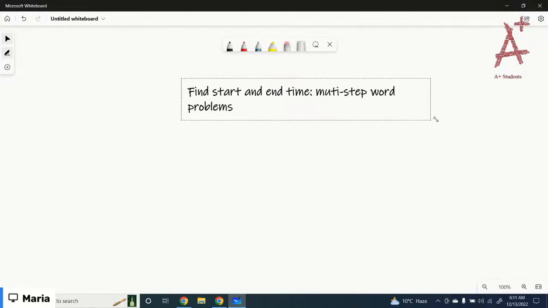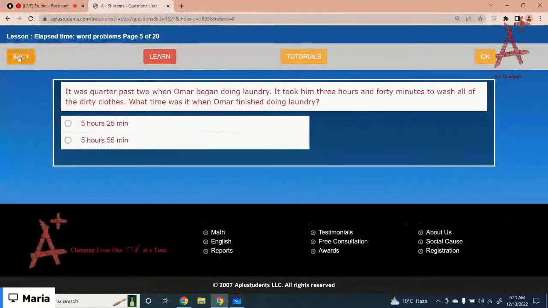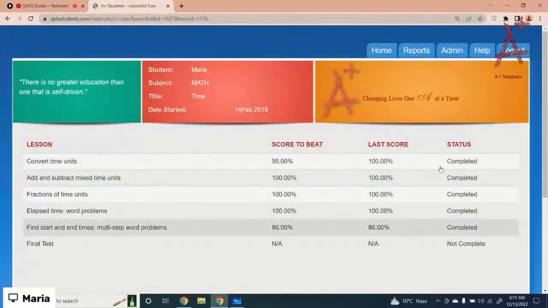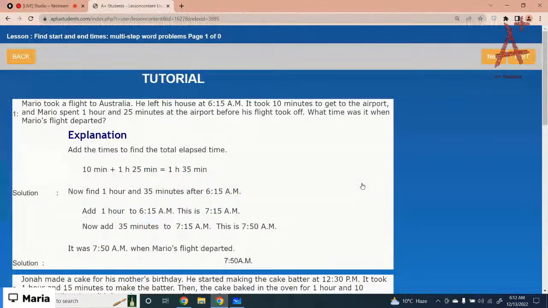Okay, let's start with the next lesson, that is start and end time multi-step word problems. So let's just start with the new lesson. Let's just start with the examples.